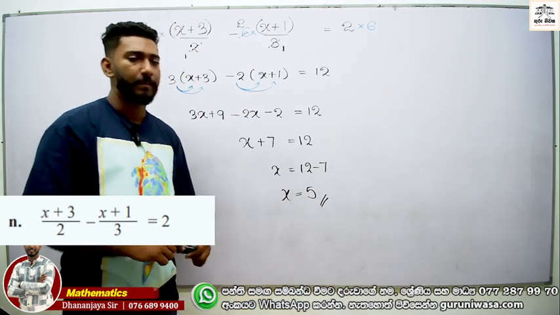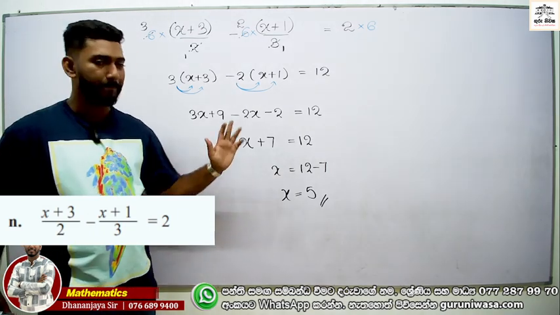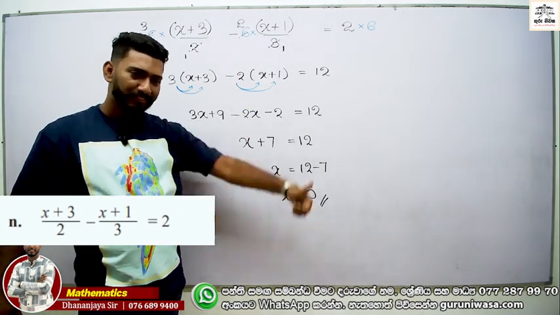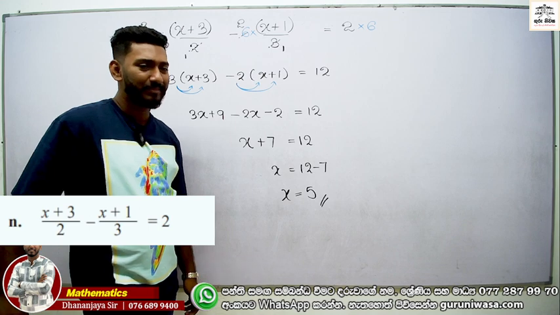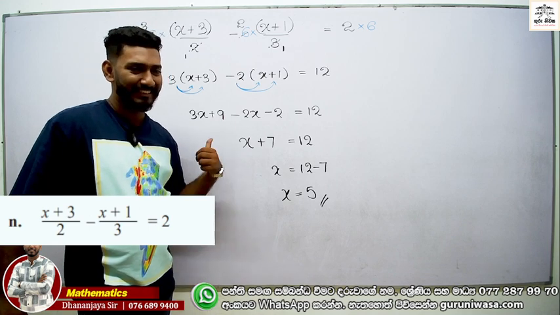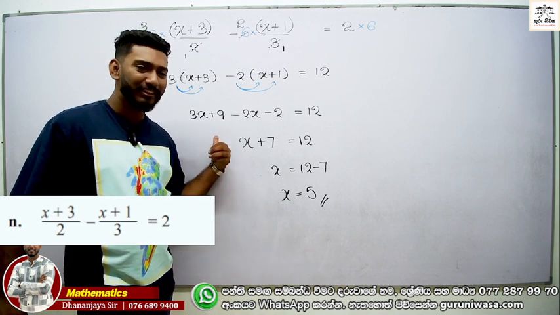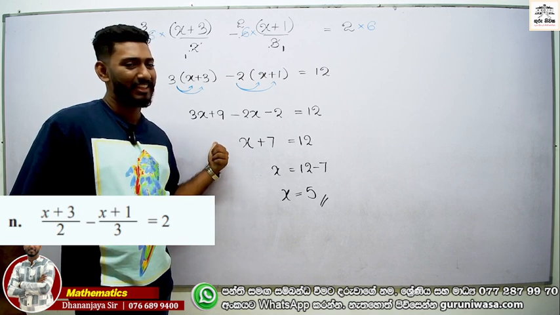X equals 5. Who got this right? Let's give a thumbs up, right? Well done, Viduni and Hashini. Hashini, did you understand this? Yes, sir.